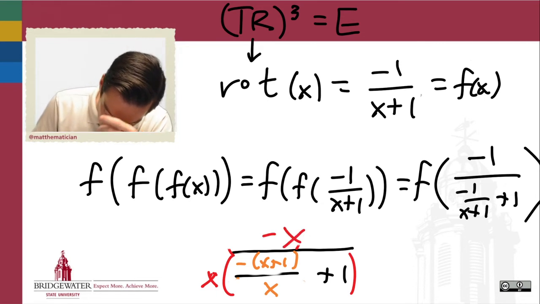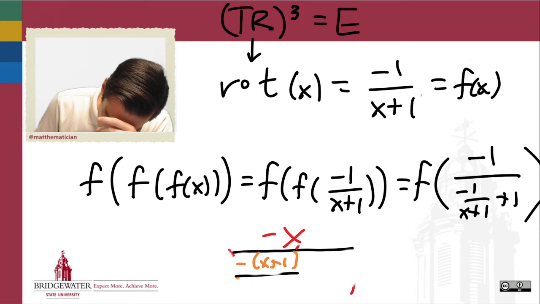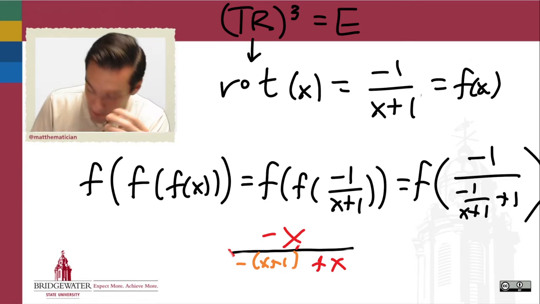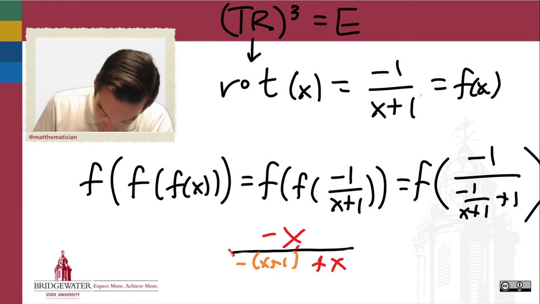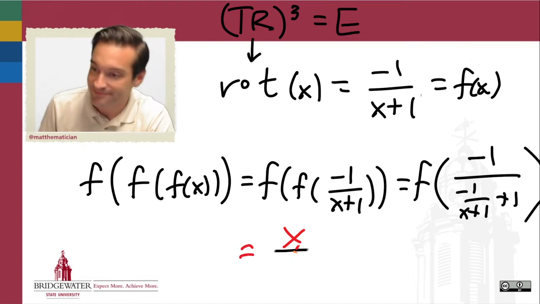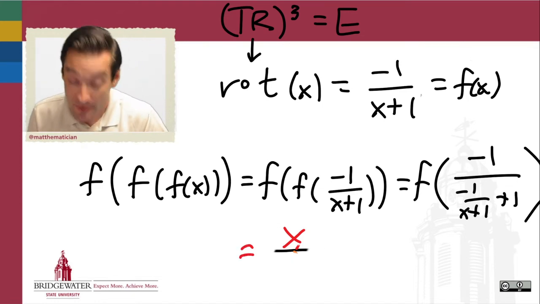Really thrilling algebra to end the day here. It's going to give me minus the quantity x plus 1 plus x. And sure enough, when I distribute this minus into the x plus 1, it's going to be minus x minus 1, and then add x. This is going to simplify to minus 1. Minus x over minus 1. Oh, look, that's just x. Which is what we were hoping for, right?